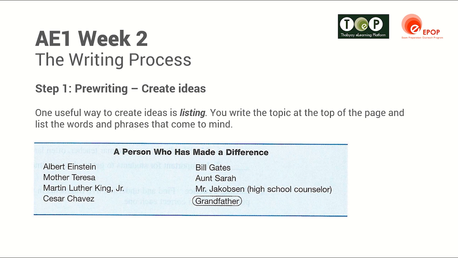So in the example in the book, the writer has been asked to write a paragraph about a person who has made a difference. And they have identified a number of different people here that they think have made a difference. And they've decided to focus on their grandfather. And when you do this, you want to choose a topic that you know enough about and that you feel that you can write well about.